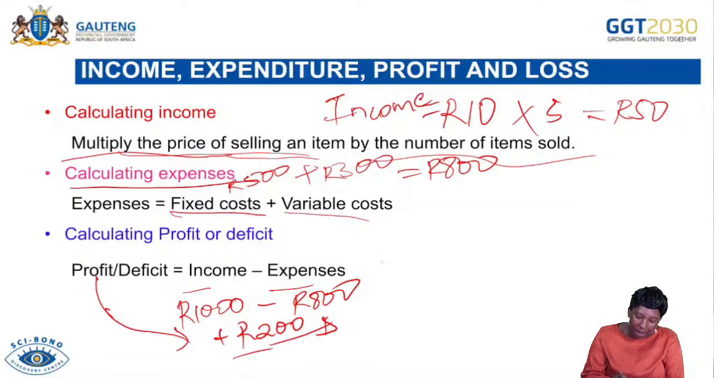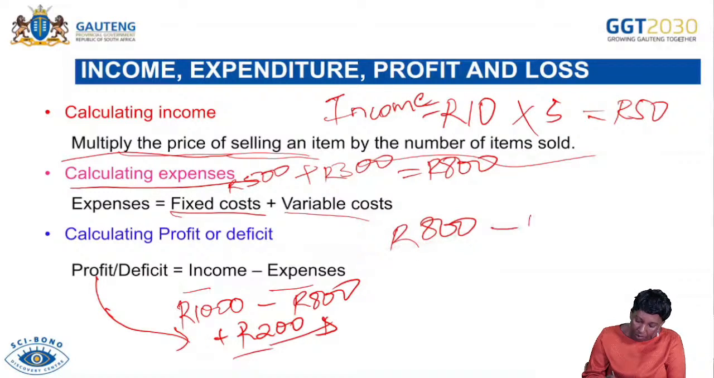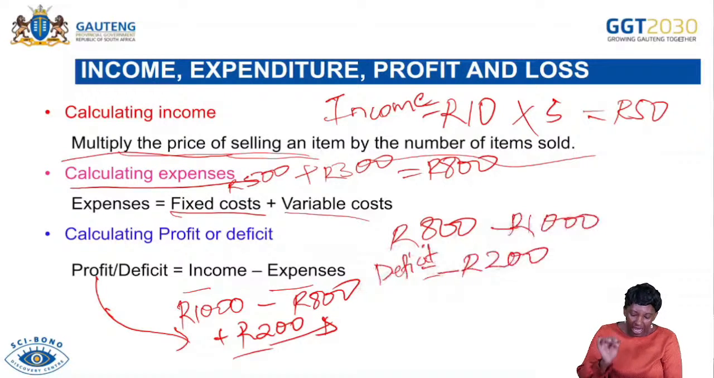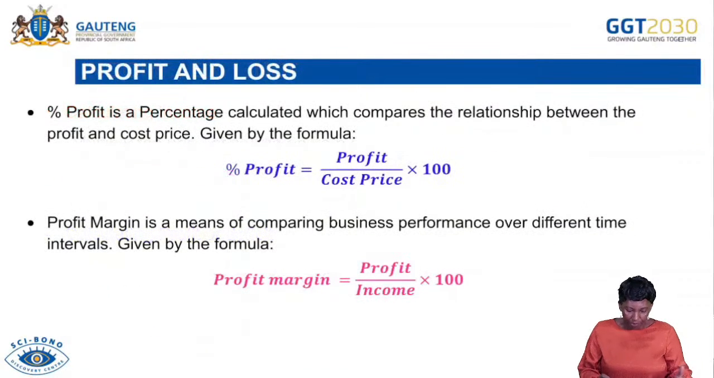But once my income is less than my expenses, let's turn it around now. I say my income is 800 rand, and then my expenses are 1,000 rand. So that means I'll have an answer of negative 200. This answer will become my deficit, because the expenses are more than the income.